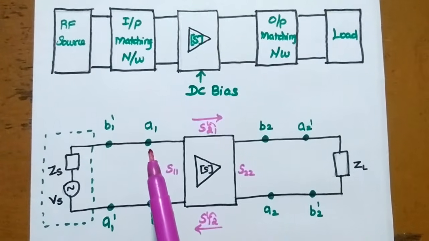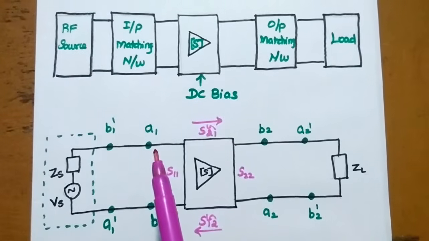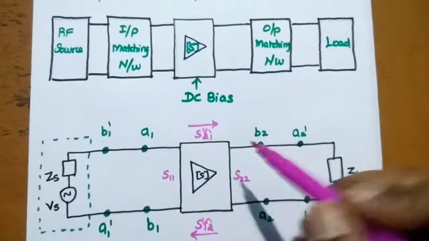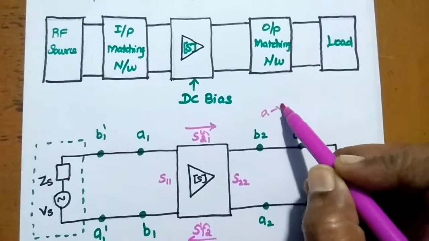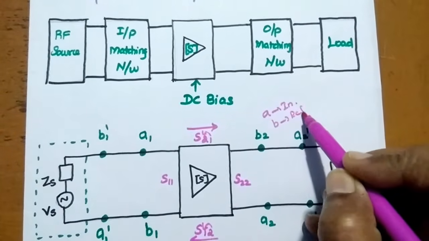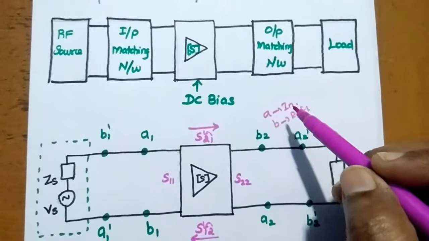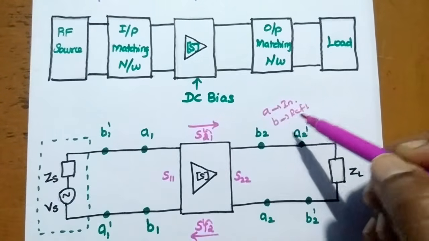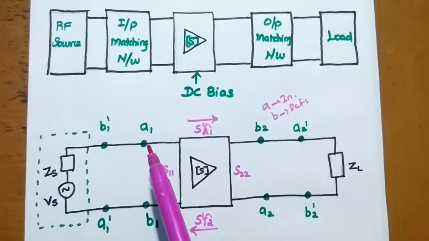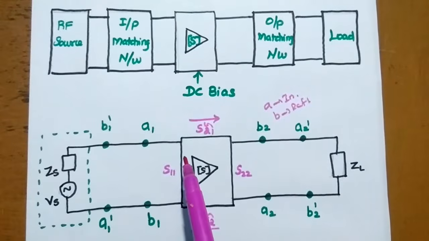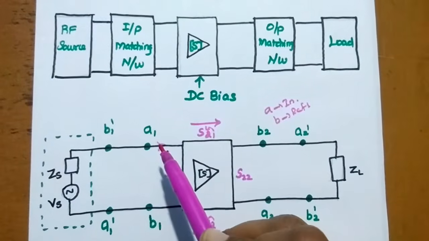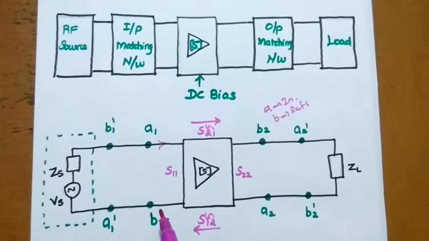The signals are represented in terms of normalized signals A and B. Here A represents the incident or input wave, and B represents the reflected wave voltage. So A1 is the input signal actually given to this amplifier.